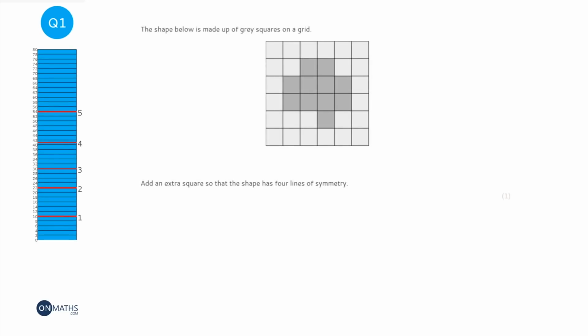So for this question, you just kind of got to imagine what the shape will look like when it's finished. And the thing that's stopping it from looking perfect is not having this square here. And let's just check it has 4 lines of symmetry when I put that in. So we've got one there, we've got one across here, then we have a diagonal one here. And then we've got another diagonal one here. So it has 4 lines of symmetry.